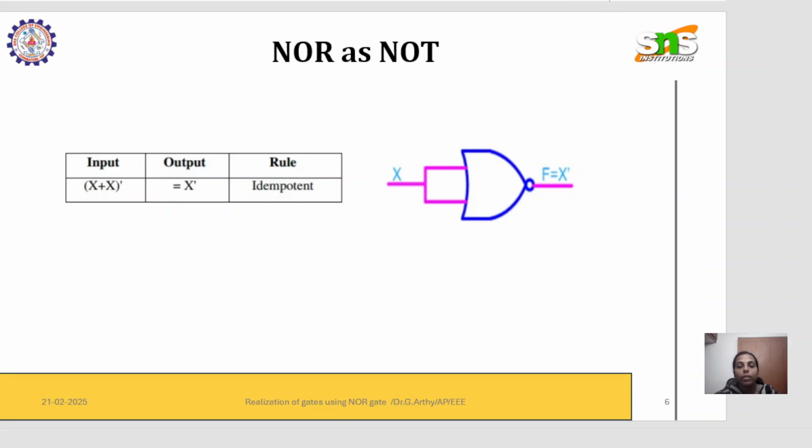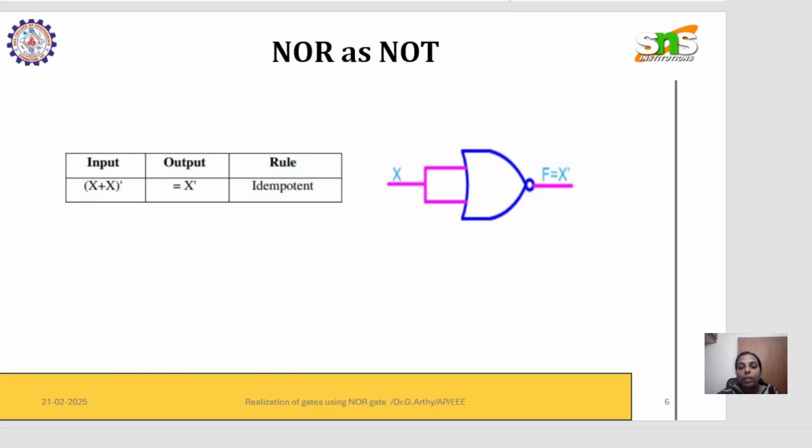So how to realize NOT using NOR? If you see here, NOT gate is a single input gate, but NOR is a two input gate. So I'm taking one input, the input of NOT, and since I cannot give it as a single lead, I'm splitting it and giving it into two leads. So here we'll be having X and then X again, right?